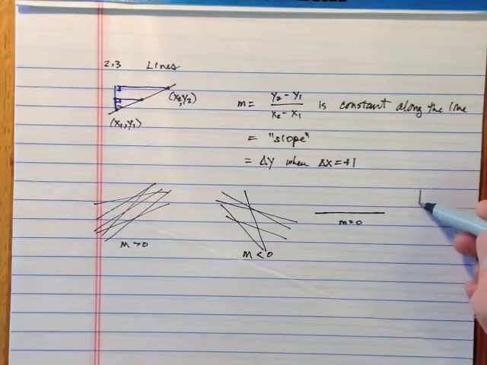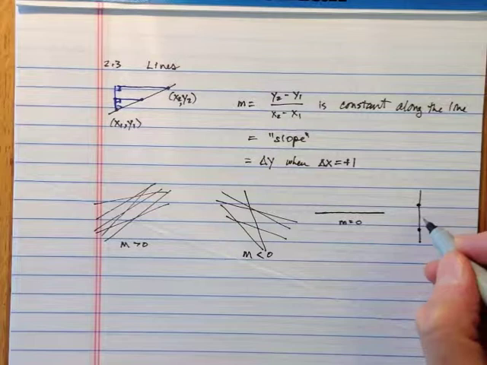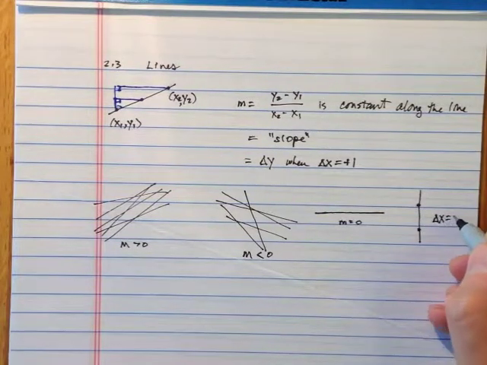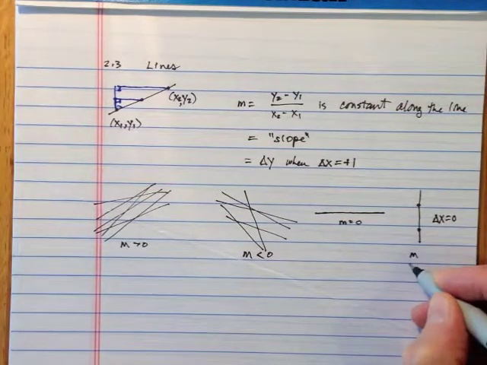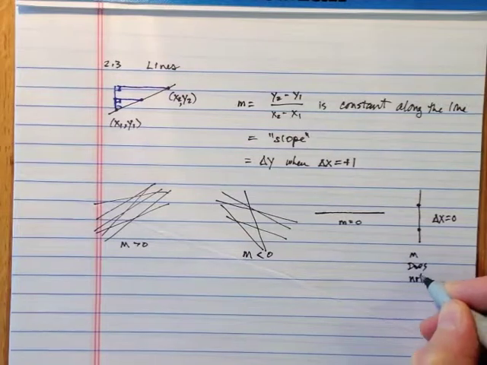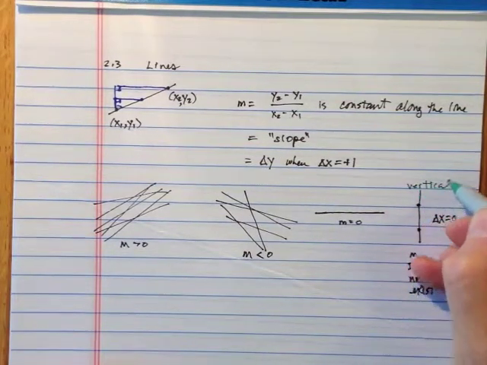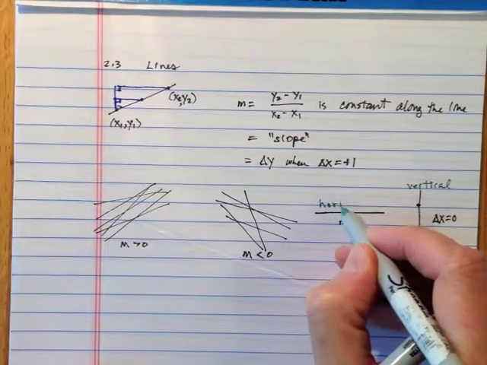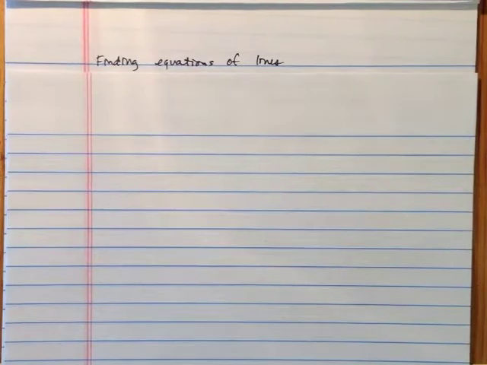And vertical lines have no slope, because if I pick any 2 points on a vertical line, there's a change in y, but the change in x is 0, and I can't divide by 0. So the slope does not exist on vertical lines. And the slope is 0 on horizontal lines. Let's talk for a minute about finding equations of lines given some data in a problem.